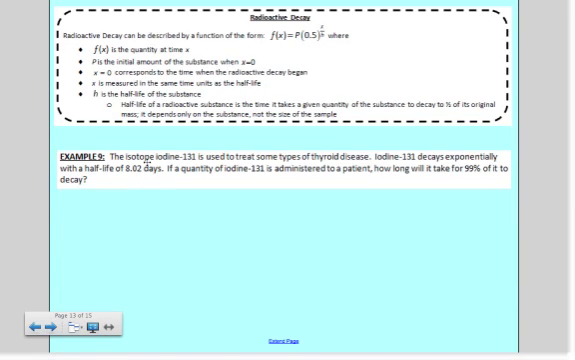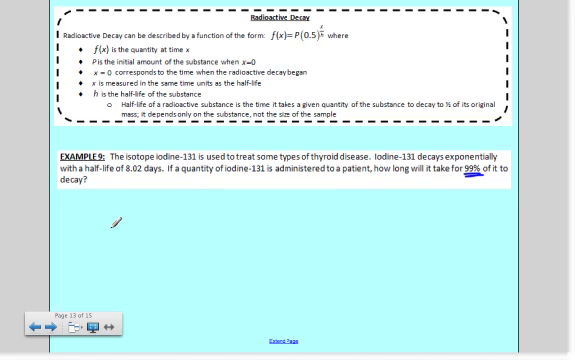All right, here we go. The isotope iodine 131 is used to treat some types of thyroid disease. Iodine 131 decays exponentially with a half-life of 8.02 days. If a quantity of iodine 131 is administered to a patient, how long will it take for 99% of it to decay?